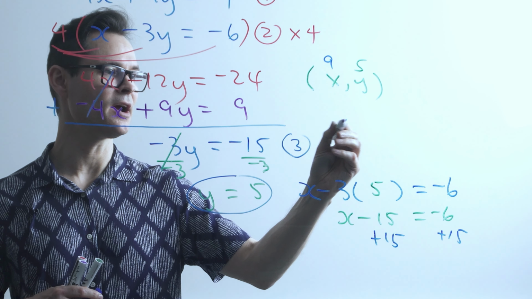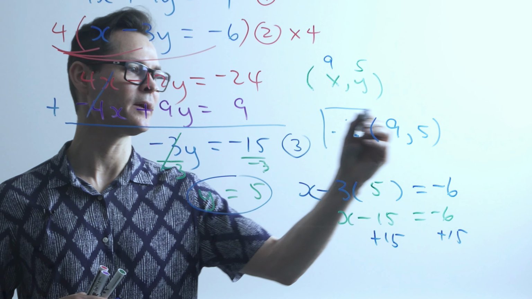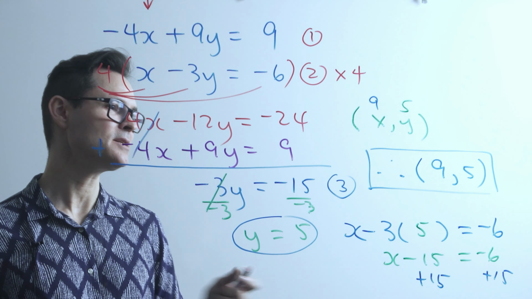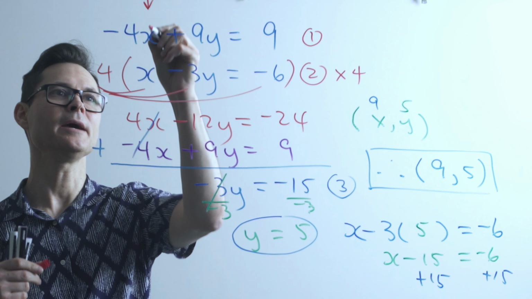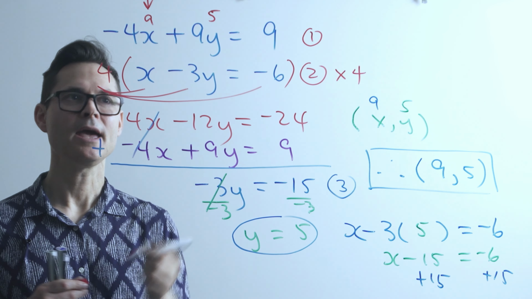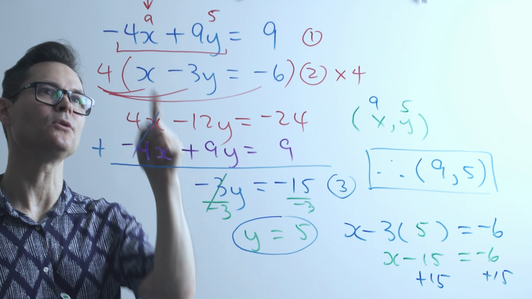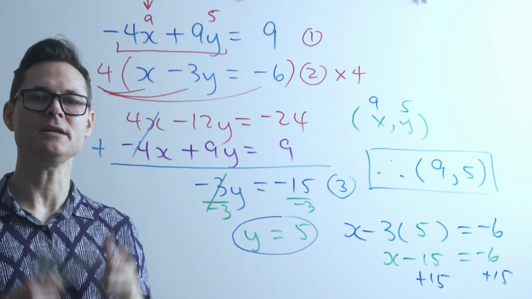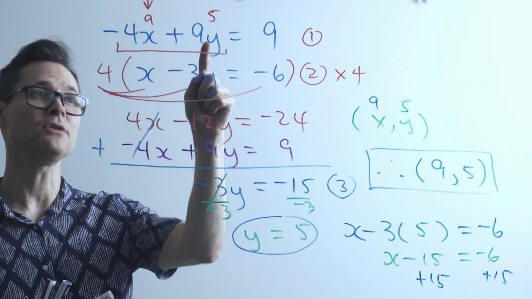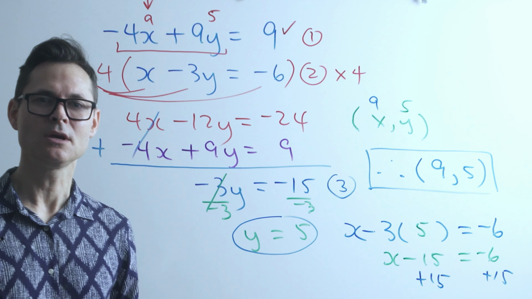So I like to do a big therefore. So therefore the answer is 9 comma 5. Put a box around it so your teacher can see that. And then just double check to make sure that it's correct. So if I take the x, which is 9, and I put it here, and I take the y, which is 5, and I put it here, and I do a little bit of arithmetic on this side, some mental math, it has to equal 9. So let's check it out. So negative 4 times 9 is negative 36, and 5 times 5 is 45. Well, did you know that 45 minus 36 is actually equal to 9? So that's good. Check with your teacher.